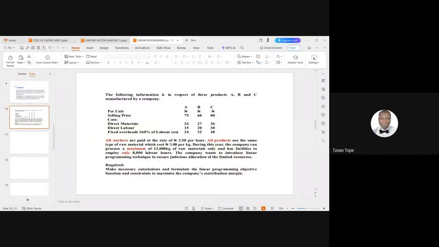So in terms of labor, let's go to labor. The direct labor is 15, 20, 30. All workers are paid at the rate of 2 naira 50 kobo per hour. The question now is this: if I pay 15 naira to produce a single unit of product A, and 1 hour costs 2 naira 50 kobo, how many hours will I use for product A? 6 hours. That is 15 naira divided by 2 naira 50 kobo.